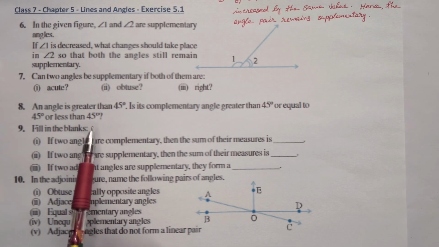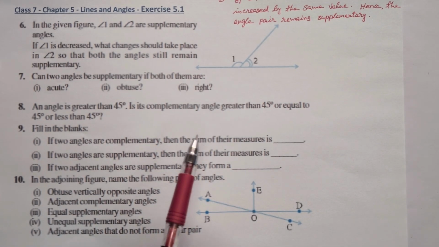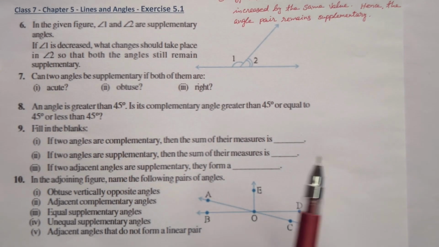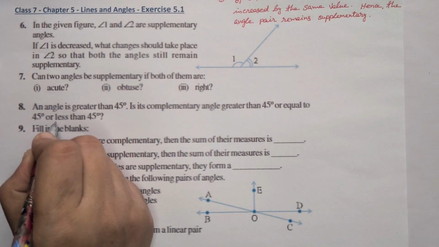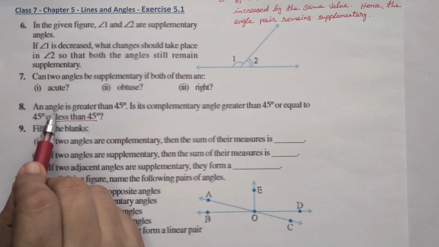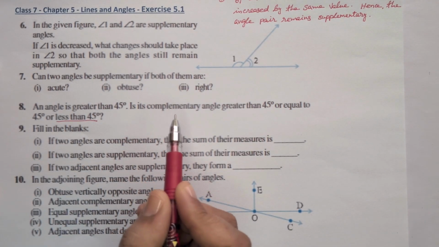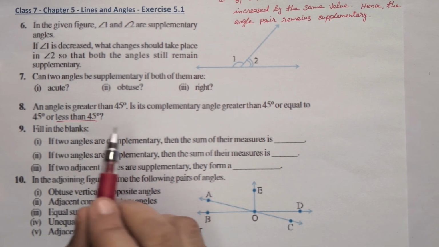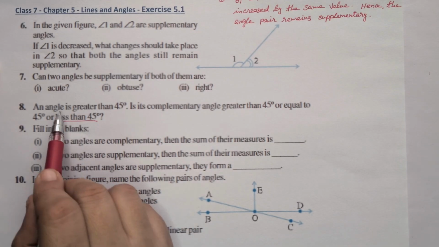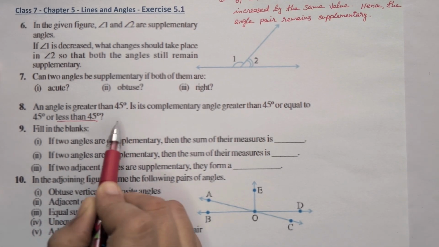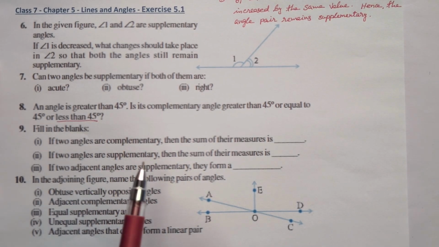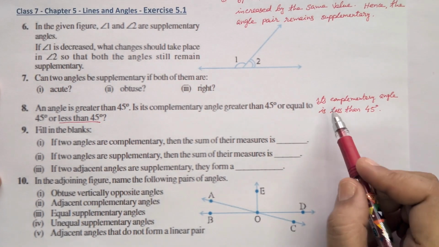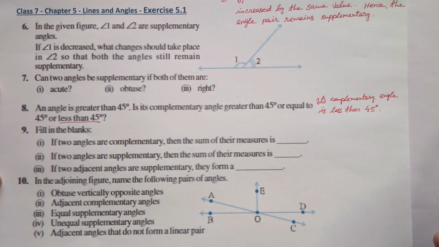Eighth question: an angle is greater than 45. Is its complementary angle greater than 45, equal to 45, or less than 45? Less than 45. Here the given angle is greater than 45. Complementary means the sum of two angles is equal to 90 degrees. One angle is greater than 45 degrees, then the other angle will be less than 45 degrees. That we can write in a sentence: its complementary angle is less than 45 degrees.